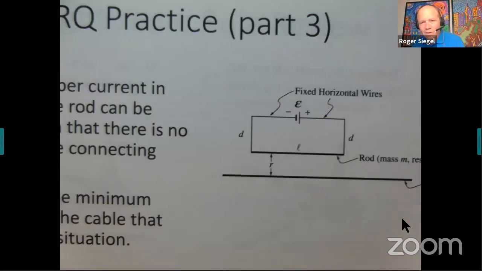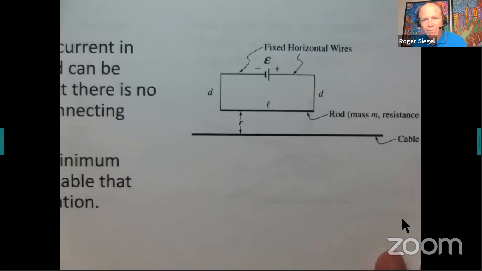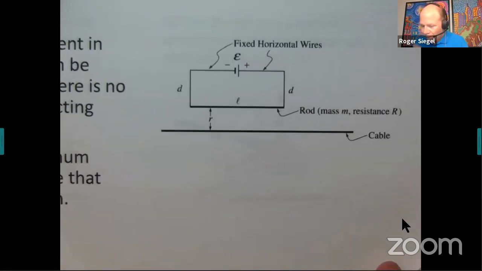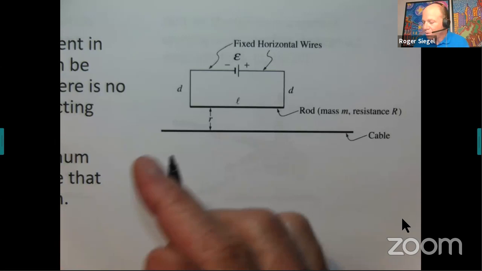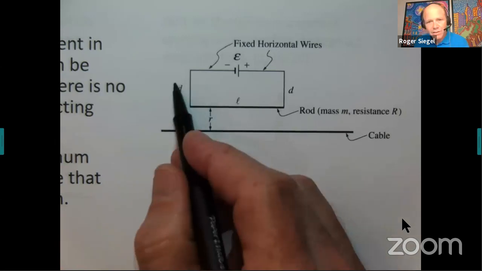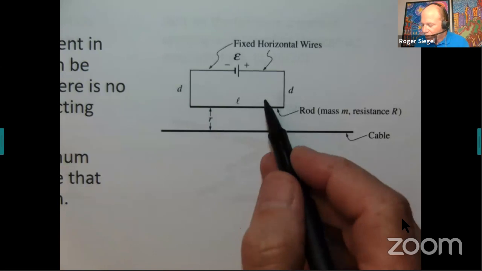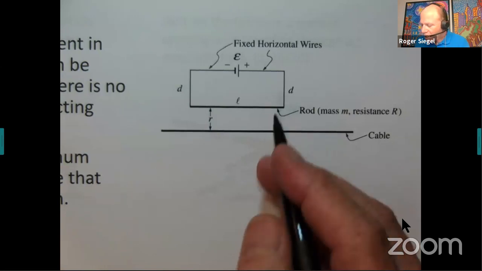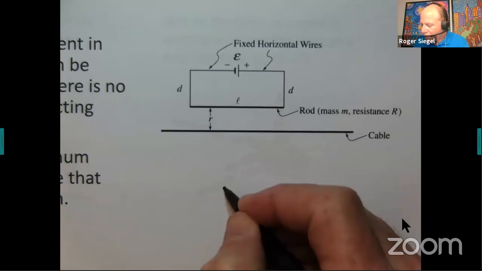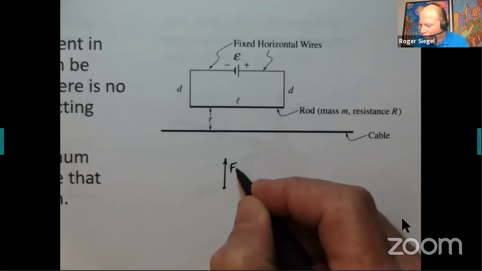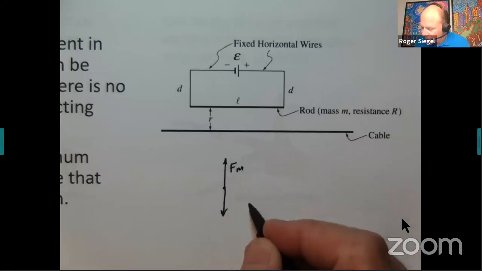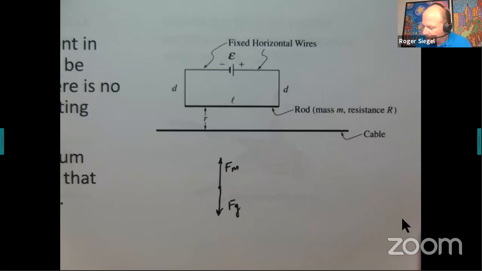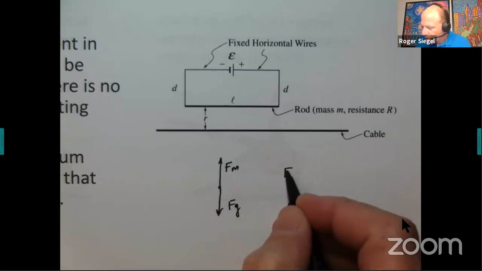Okay, so the last part says, with the proper current in the cable, the rod can be lifted up so that there is no tension in the connecting wires. So no tension in these wires here, right here, D. In other words, if there's no tension in these wires, that would mean that this magnetic repulsive force has to be equal to the other force pulling the rod down, and that, of course, is the force of gravity. And so I'm going to do some algebra and set these equal to each other. Force of gravity equals force magnetic.